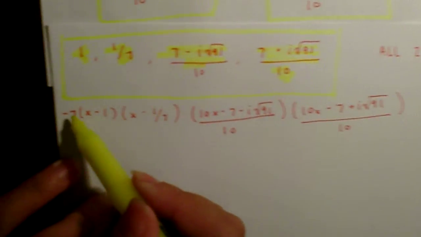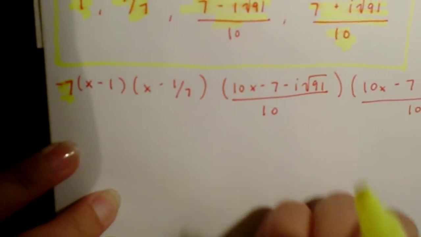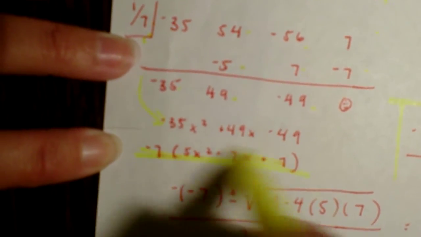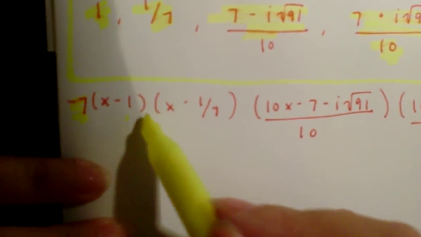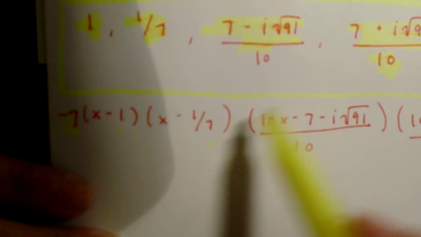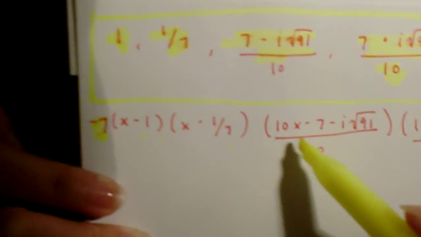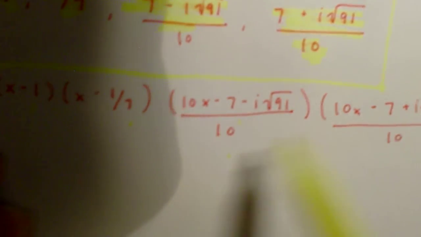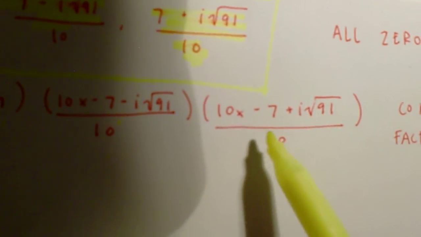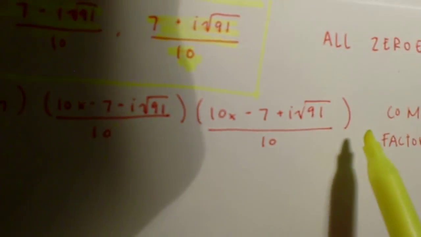For our complete factorization, it is negative 7. We got the negative 7 when we took it out from the quadratic formula, which is right here. And our factorization is x minus 1 times x minus 1/7, times 10x minus 7 minus i radical 91 over 10 times 10x minus 7 plus i radical 91 over 10. And this is our answer.